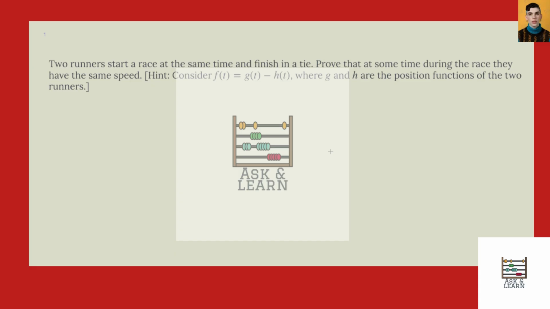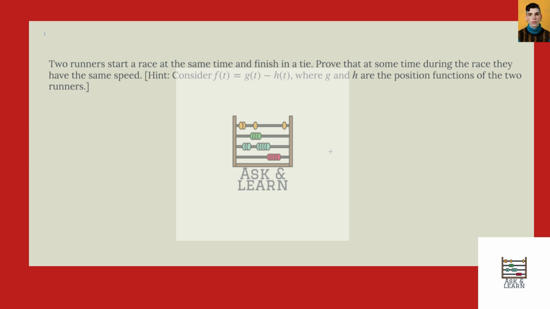Okay, so we are being told that two runners start a race at the same time and finish in a tie. Prove that at some point during the race they have the same speed. And we're told to consider f of t is equal to g of t minus h of t, where g and h are the position functions of the two runners.